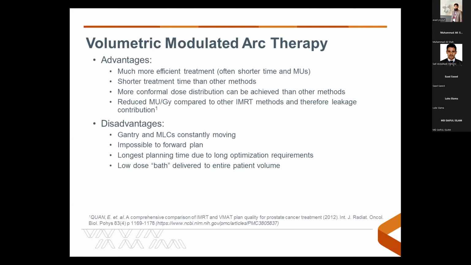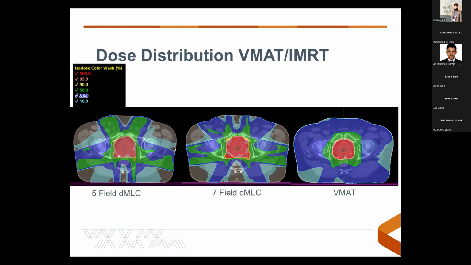Another disadvantage is that you have a low dose bath delivered to the entire patient volume. Typically most of the patient is irradiated by the 10% isodose, whereas in other IMRT techniques they aren't. For example, I've got some dose distributions here. This is the same test patient we have in our treatment planning system, with a 5-field dynamic MLC, a 7-field dynamic MLC, and a VMAT treatment. If you look at the 100, 95, and 90% isodose, you see they bulge out a little bit for the IMRT, whereas for the VMAT, they're very conformal.